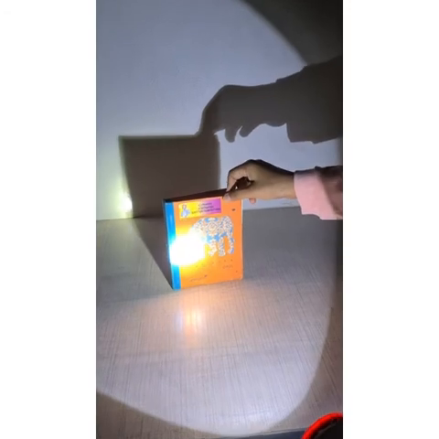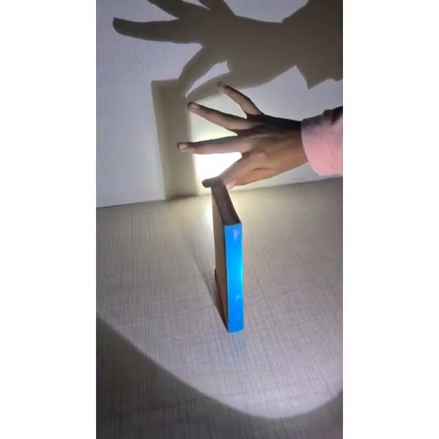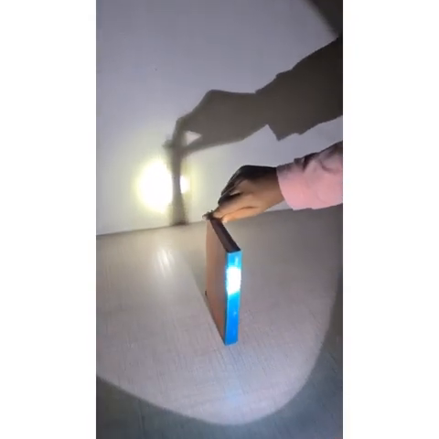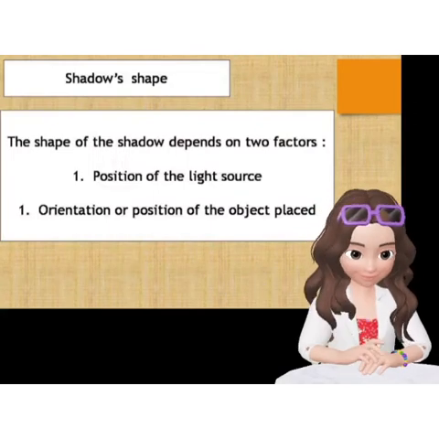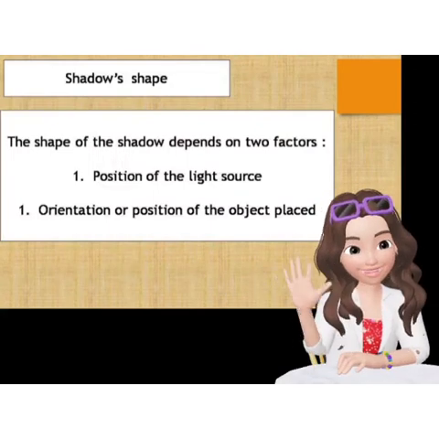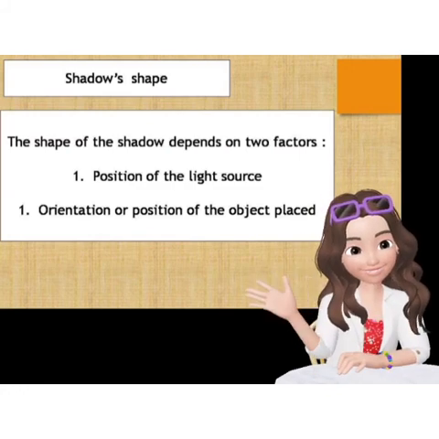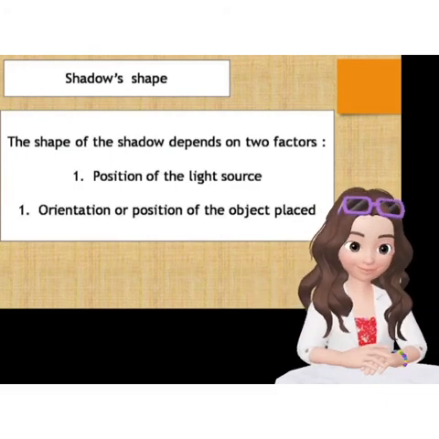Now look at this. In the shadow, we can see the shape of a square. Now, we can only see a line as a shadow. So, now we know that the shape of the shadow depends on the position of the light source and the orientation or position of the object placed.